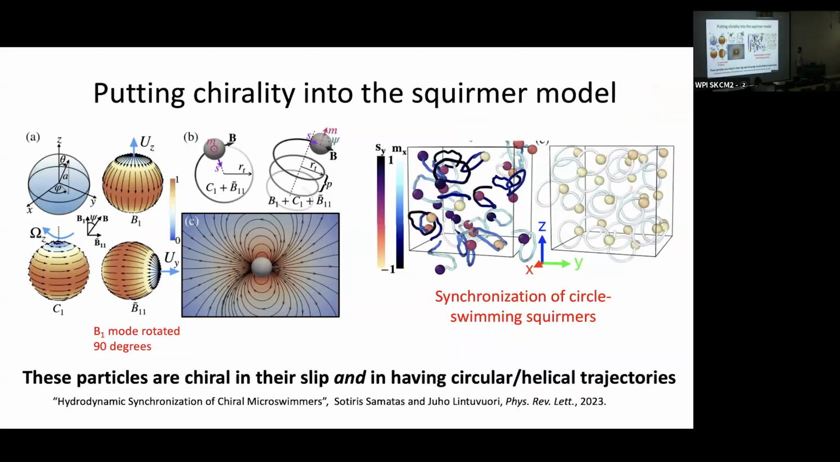Now, this is a chirality workshop. And we already had a question: how can I make them rotate? Very easy, you just give an azimuthal slip. Now, this paper came out in 2023. We just read it in my group.